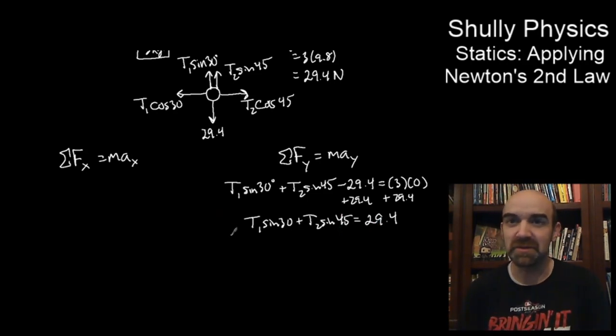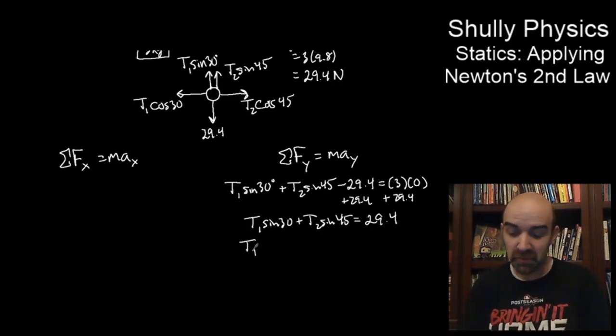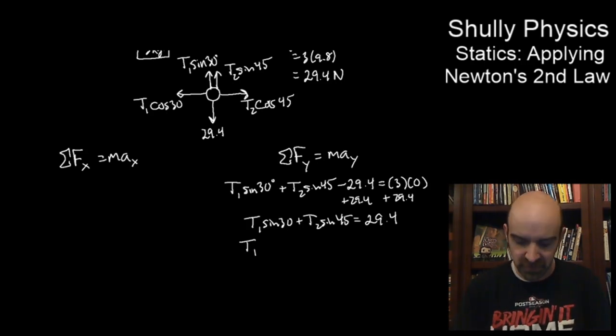We can make this a little easier to look at also. If we've got sine 30, sine of 30 is a number, it's 0.5. I always remember that one. Sine of 30 is a half. Bring the calculator back up.